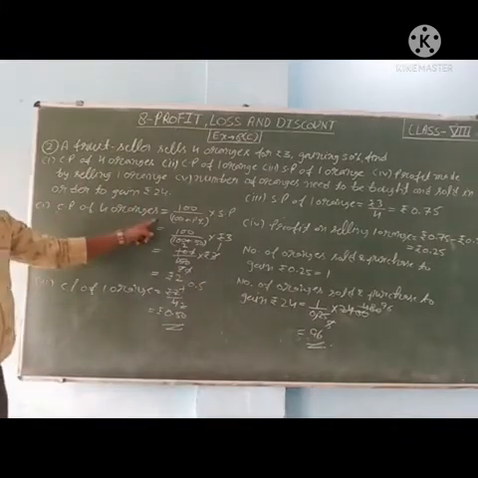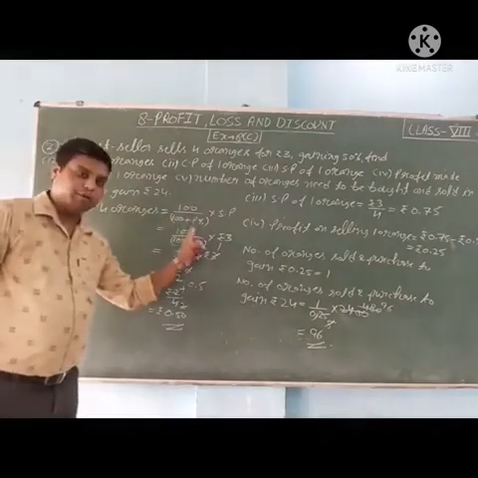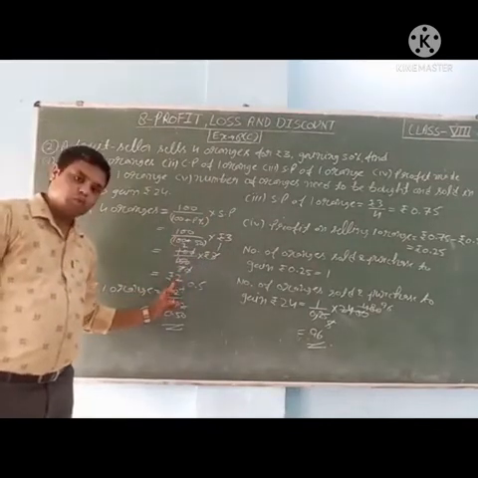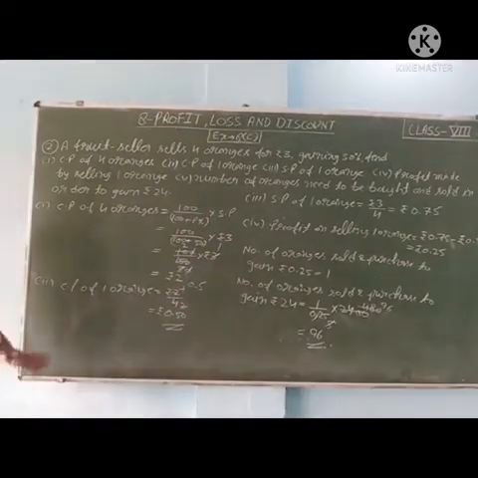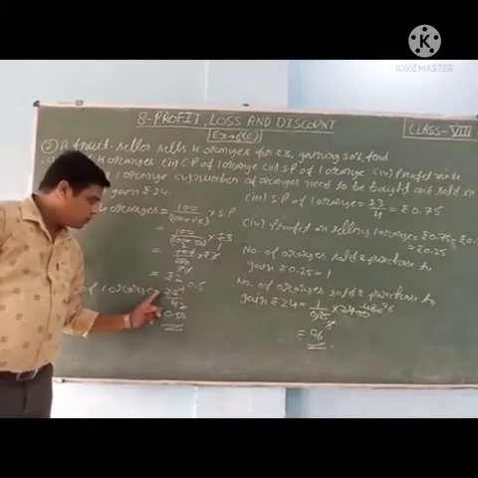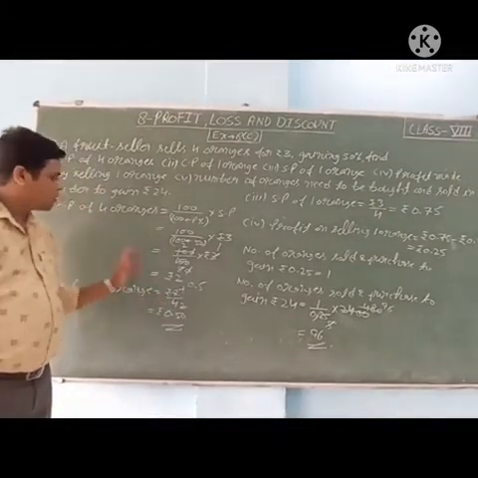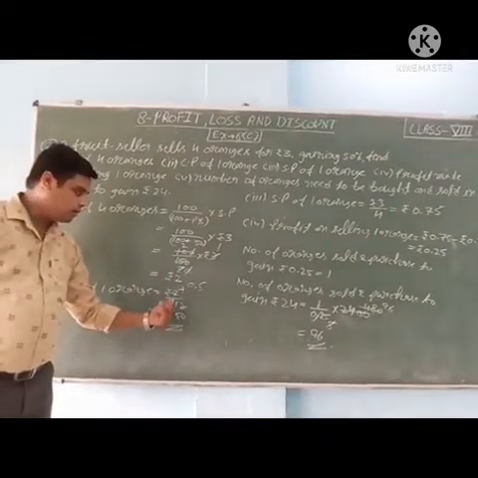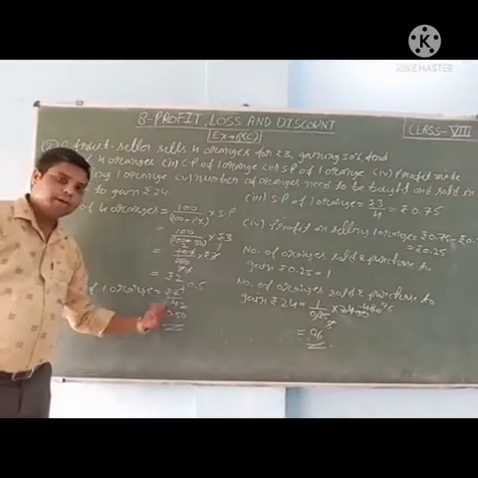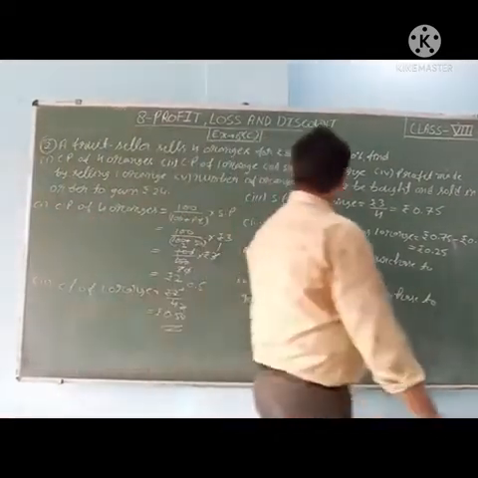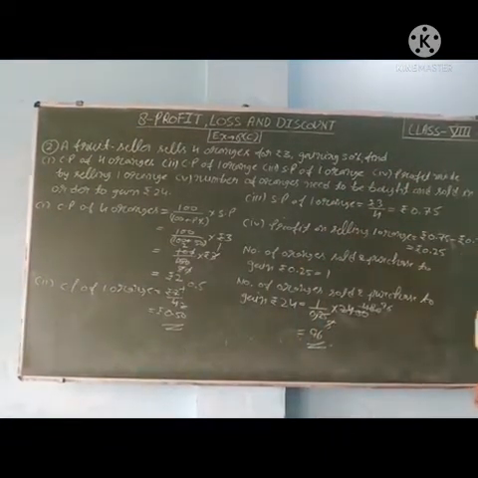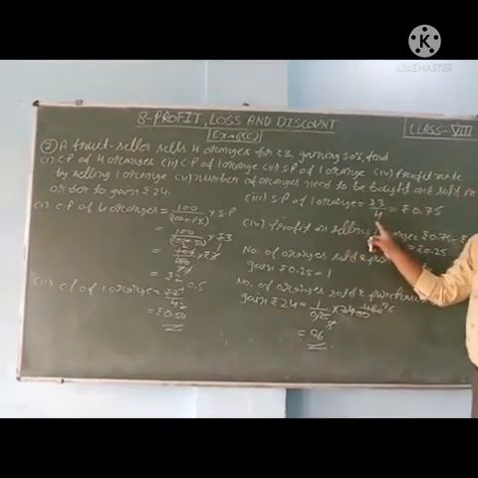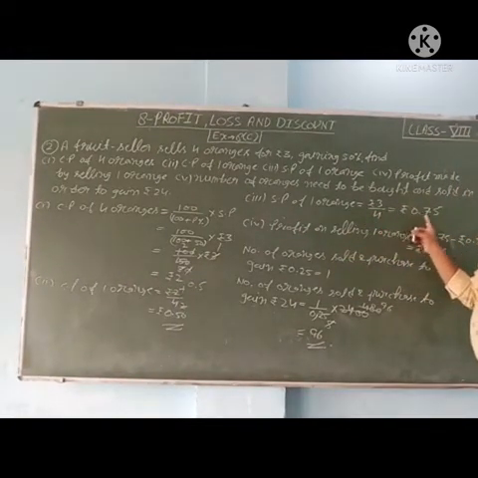Listen once again. CP of 4 oranges: the formula is 100 upon 100 plus profit % multiplied by selling price. So after putting the values, it is coming rupees 2. Then CP of 1 orange is equal to rupees 2 upon 4, because CP of 4 oranges is rupees 2. So CP of 1 orange is rupees 2 upon 4, which is 1 upon 2 or rupees 0.5. Then selling price of 1 orange: selling price of 4 oranges is given as rupees 3. So for selling price of 1 orange, divide rupees 3 upon 4, which is 0.75.